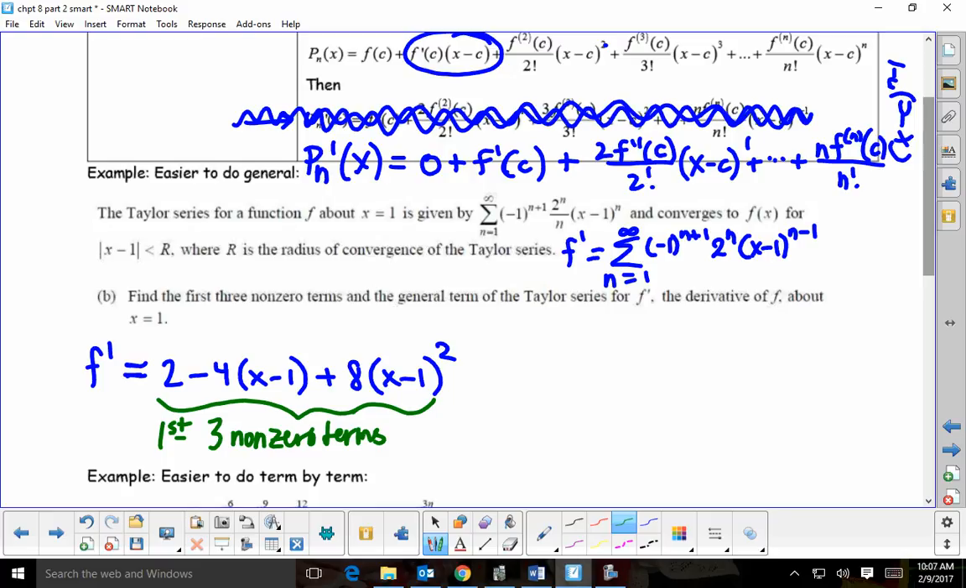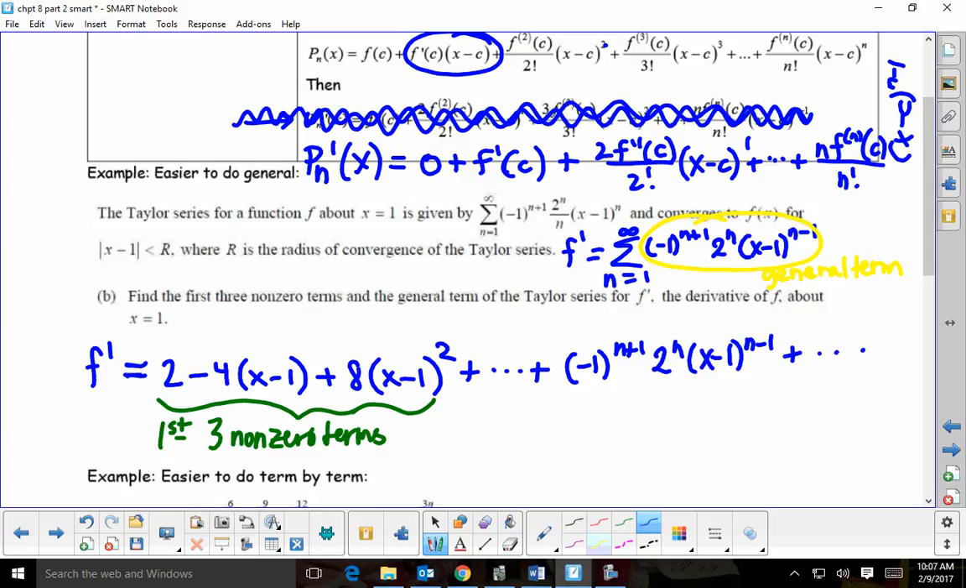Okay? Then it wants the general term. So I'm going to say plus dot dot dot plus, in order to get to the general term. This guy right here is just your general term. You've already gotten it, so you don't have to try to find the pattern again. You already got the pattern. So that's going to be negative 1 to the n plus 1 times 2 to the n times x minus 1 to the n minus 1 plus dot dot dot.